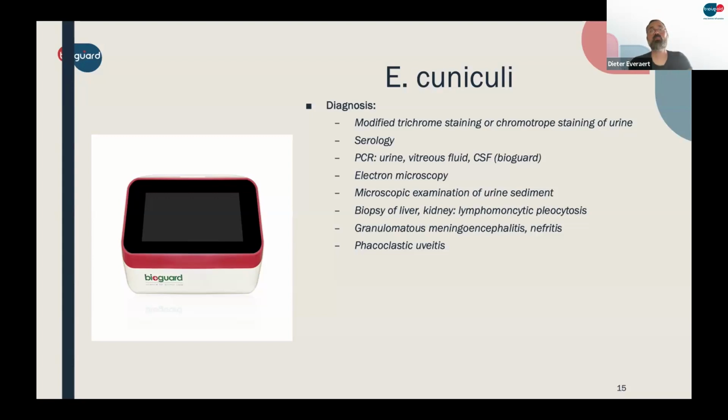And then if you want to be sure, you can take a biopsy of the liver and the kidney. In an autopsy, of course, you can see granulomatous meningoencephalitis with lymphomonocytic pleocytosis. With the liver biopsy, you can see a nephritis. And as said, mainly in younger rabbits, a phacoclastic uveitis is quite common because of Encephalitozoon.